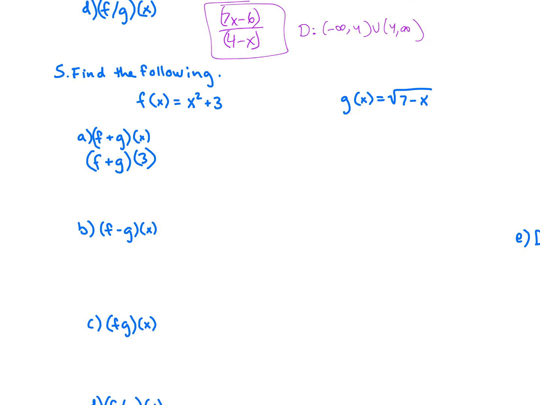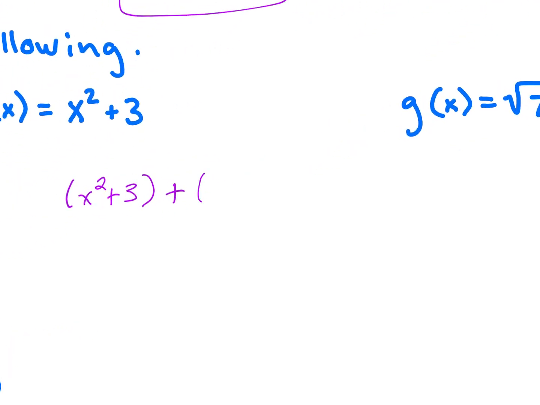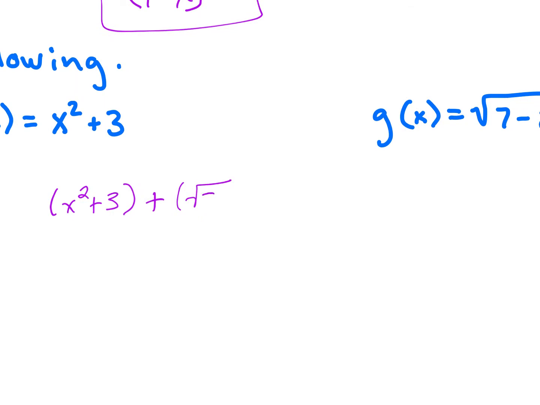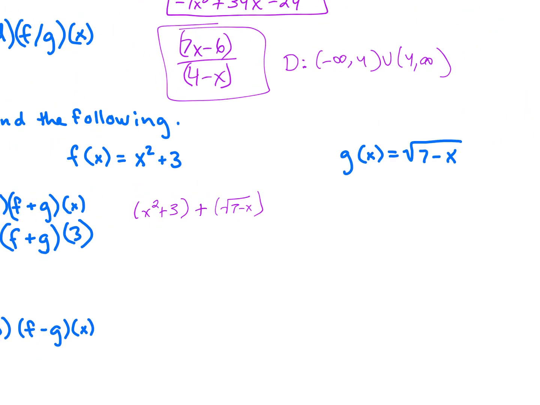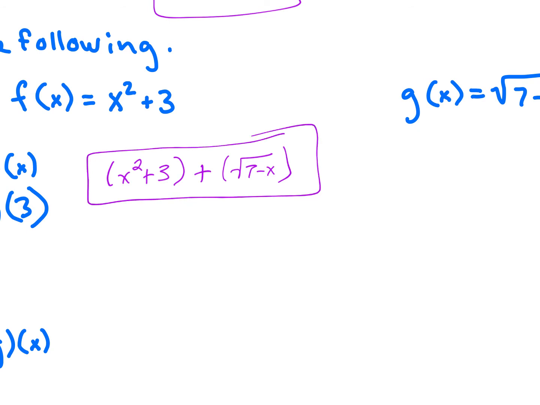All right, find the following. Same concept here, guys. We're doing the same thing, but we have a bunch of these because we need to practice them. So I'm going to do what with my two functions for letter A? Add them. So my f function is x squared plus 3, and my g function is the square root of 7 minus x. Can I combine anything anymore? No, that's it. Don't create new math because you think you should do more.